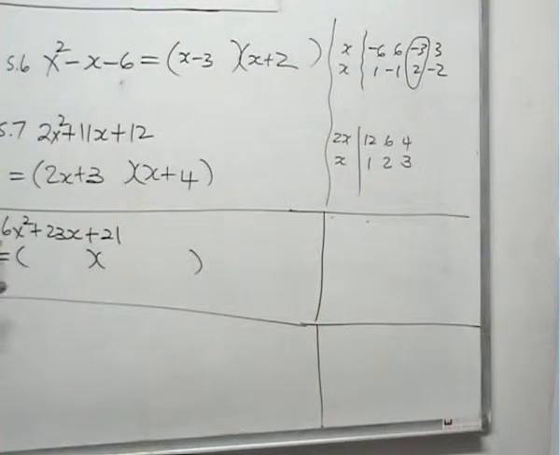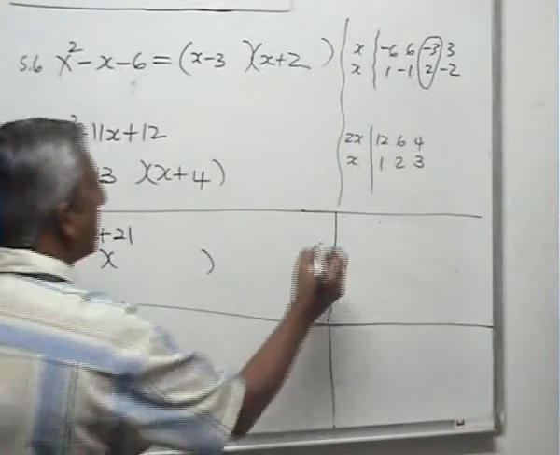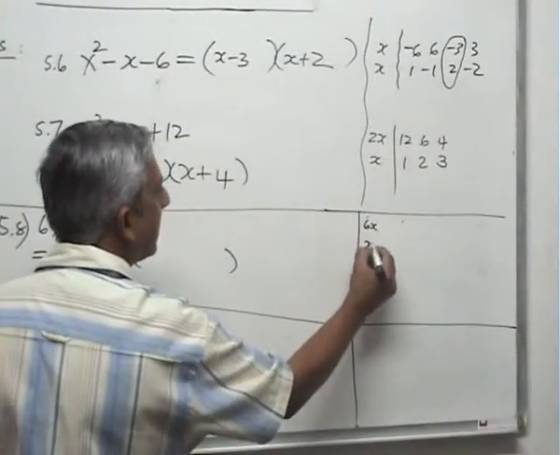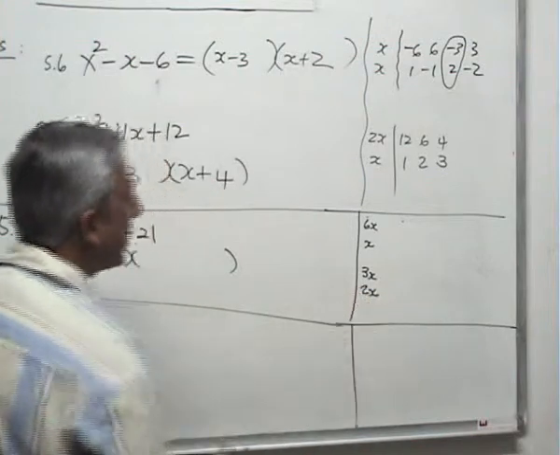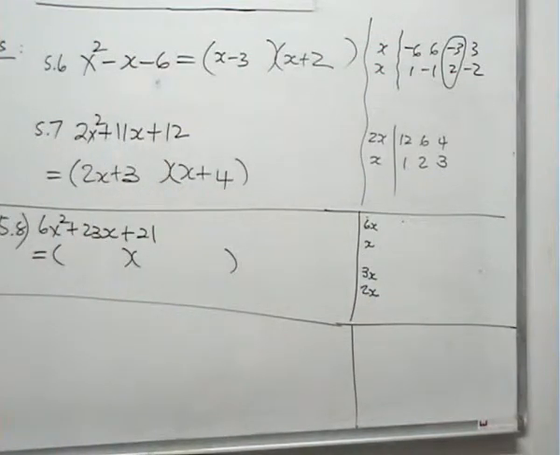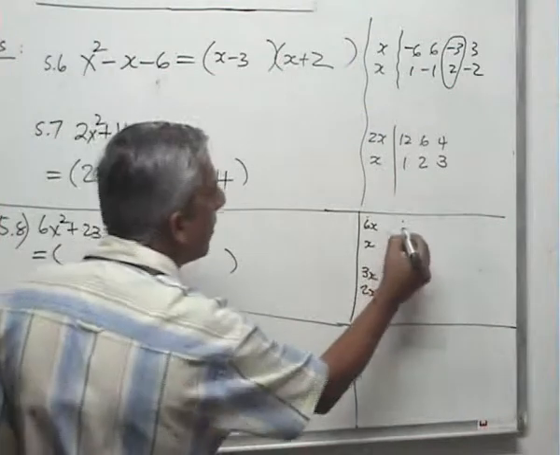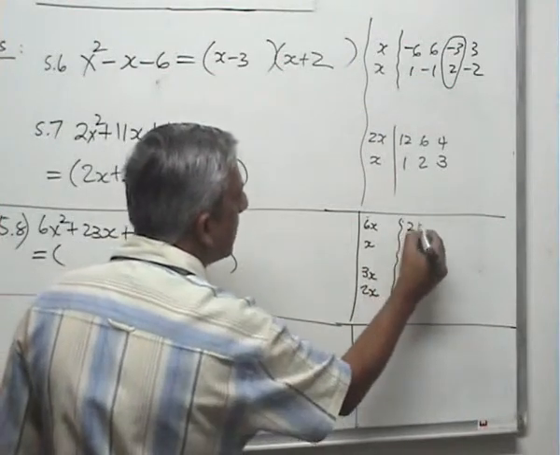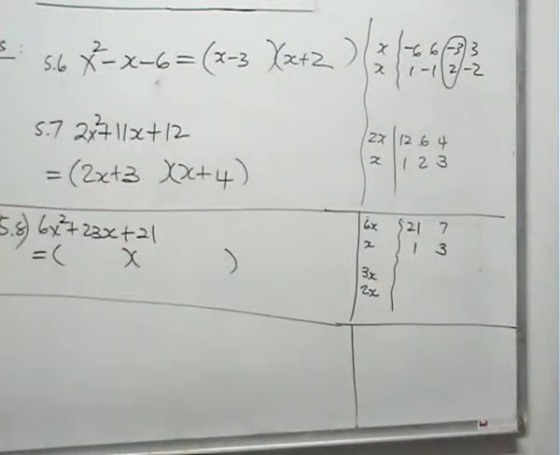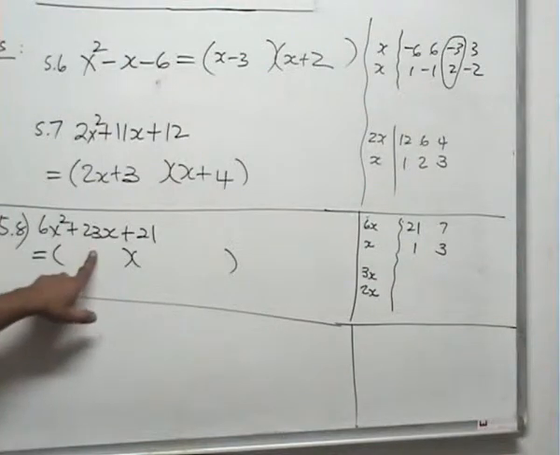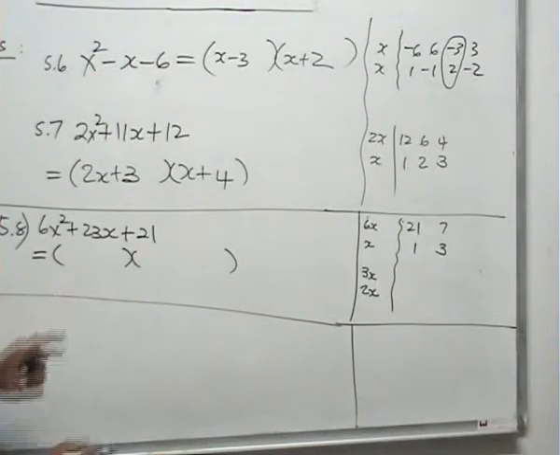Now, you see, you got 6x here and you got 21 there. So, say for the 6x, I can have 6x and x, or I can have 3x and 2x. I got two choices. And then for 21, I got 21 and 1, or 7 and 3. Right? Now you're looking for 23.